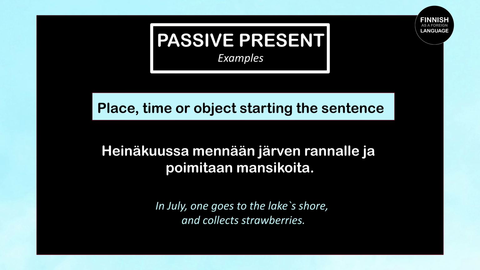Ja means and. Poimitaan is our passive present of the verb poimia, which means to pick, and mansikoita is the partitive plural of the noun mansikka, which means strawberry. So let's repeat.